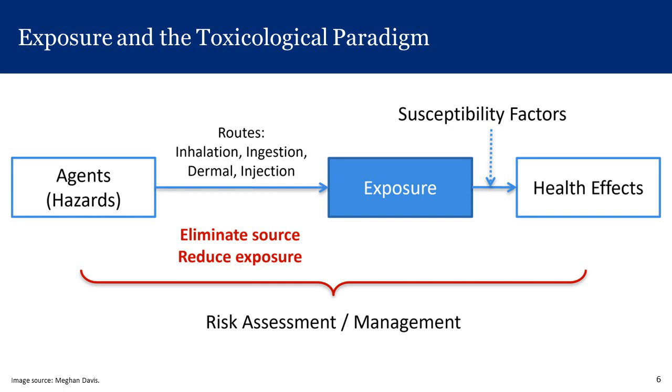If we think about exposure and the toxicological paradigm, or the environmental health paradigm, as some people call it, we recognize that exposure to agents occurs along different routes of transmission or exposure, and that the relation between exposure and health effects can be modified by things like susceptibility factors. The goal of all of this is really to inform risk assessment and risk management, especially in the occupational health setting, where some goals might be to eliminate the source of the agent or reduce the exposure of a worker to these different hazards. This is true for biological exposures as it is for chemical and physical exposures.